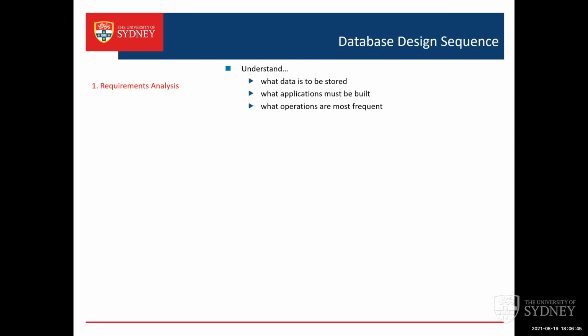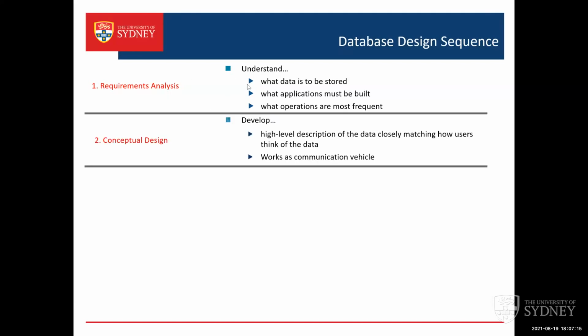There are many steps in the software development process. We will not talk about application development, only the database design part. The first step is requirement analysis. Here we are only worrying about database design, so in this step we will try to figure out what data needs to be stored, what application must be built, and what operations will be there regularly. After we get that requirement, from there we will try to design the conceptual model. That is what we are going to learn today.